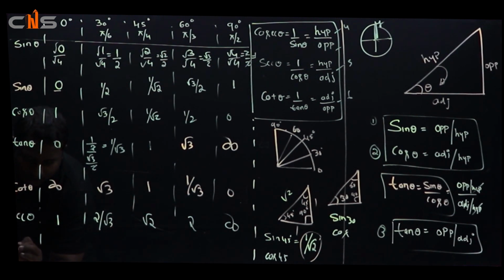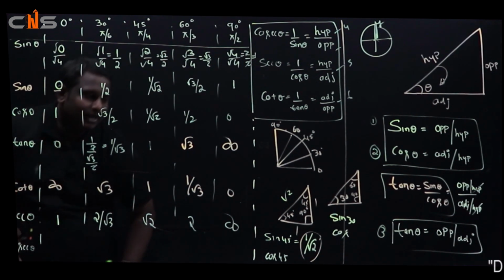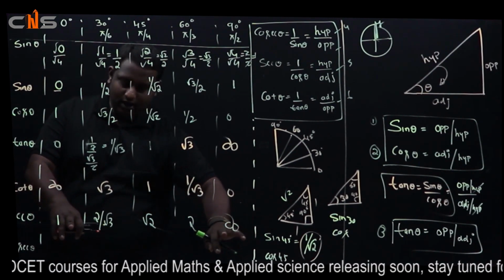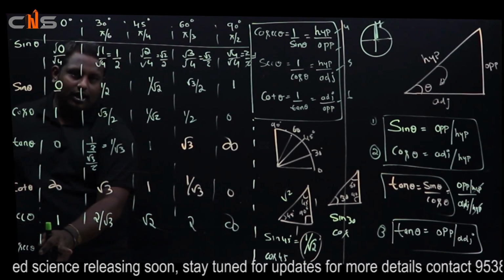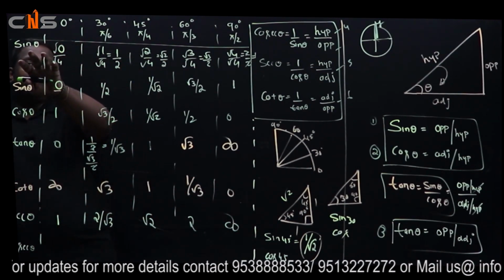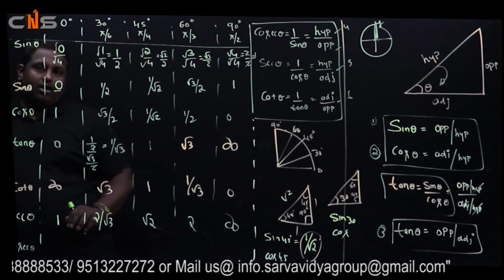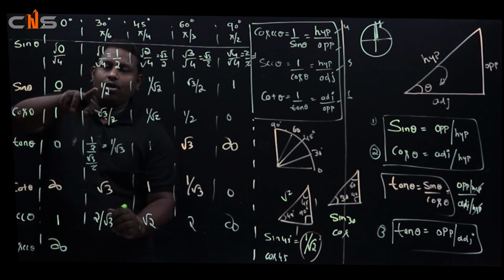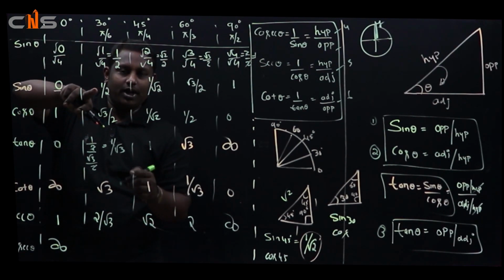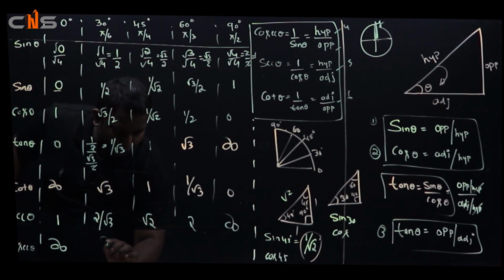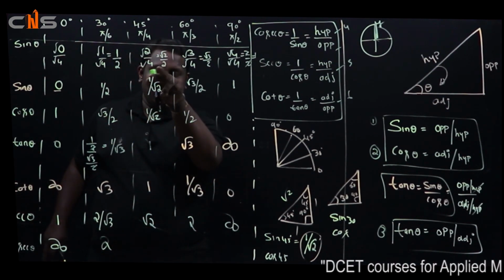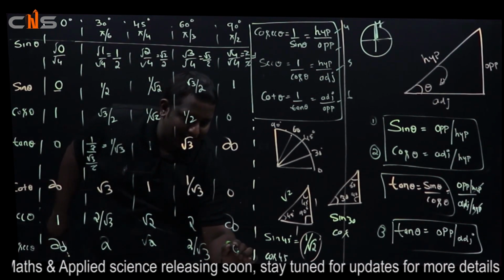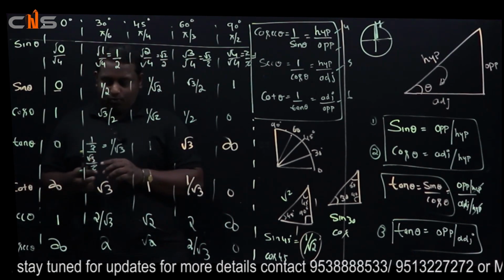Then coming to cosecant theta. So what is cosecant theta? We can write it in reverse order of secant, or it is nothing but the inverse of sine. So 1 by 0 is infinity. Then 1 by 1 by 2, that is the inverse, that is 2. Then root 2, 2 by root 3, and 1.